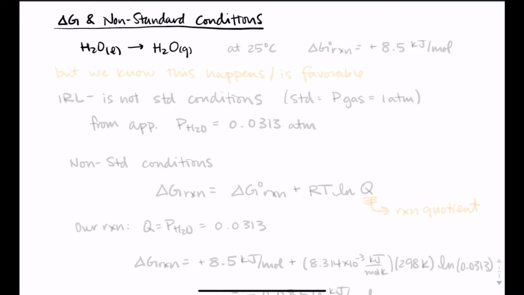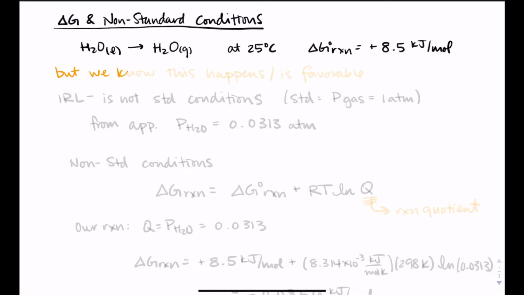But we know that this happens. If you set water out at 25 degrees, it will evaporate. So the liquid will turn into a gas spontaneously, favorably. We don't need to put in an effort to get the water to evaporate. The reason this is happening is because in real life, this is not under standard conditions.